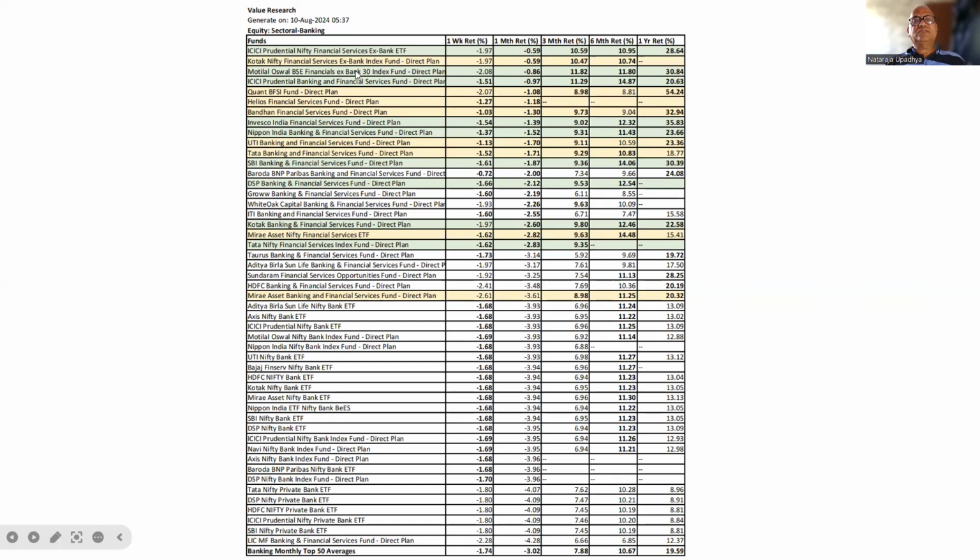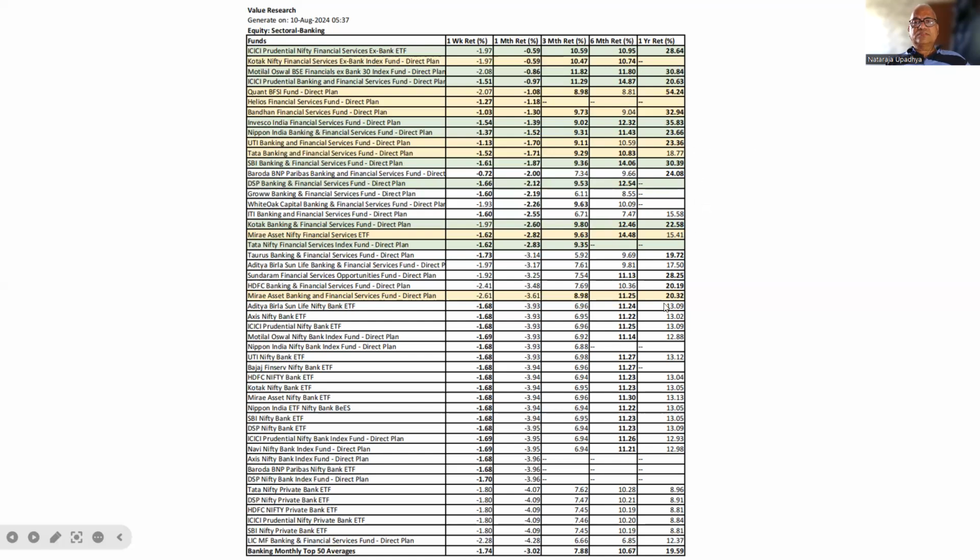Motilal Oswal BSE Financials X Bank 30 Index Fund, ICICI Prudential Banking and Financial Services Fund, UNESCO India Financial Services Fund, Nippon India Banking and Financial Services Fund, SBI Banking and Financial Services Fund, DSP Banking Financial Services Fund, Kotak Banking and Financial Services Fund, Tata Nifty Financial Services Index Fund. All are negative for the month. The best annual return among the green ones came probably from this one, 35.83% by UNESCO India Financial Services Fund. 35.83 is very subdued.